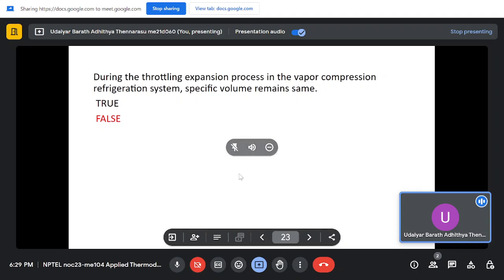You know the specific volume of vapor is very large. So if some fraction x of vapor is formed, then at the exit of the expansion valve the specific volume will be x times the specific volume of vapor plus 1 minus x times the specific volume of liquid. If you assume there is not much change in the liquid specific volume, since the vapor volume is very large, the specific volume will be very large. Hence the specific volume at the exit will be greater than at the inlet. So this statement is not true, it is false.